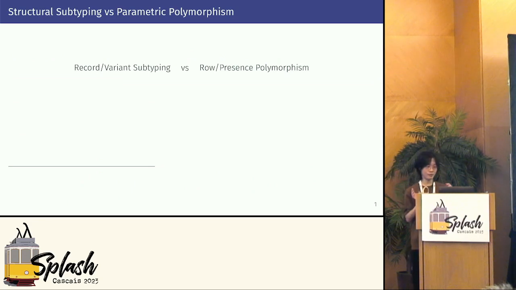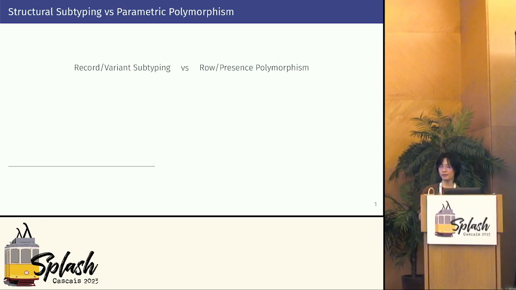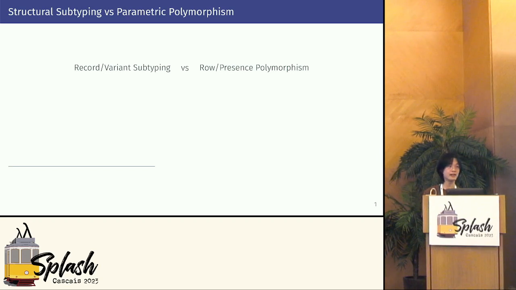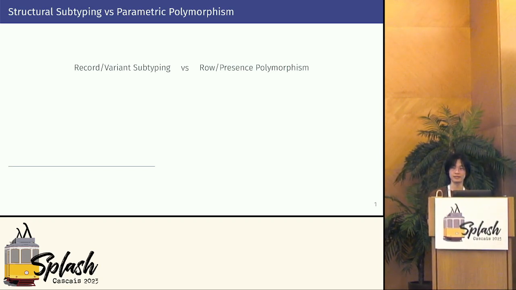Yeah, so we consider structural subtyping, which means the subtyping relation is defined inductively on the structures of types. And one of the most common usages of structural subtyping is to allow the extension and restriction of records and variants. So this can also be done by using row and presence polymorphism.